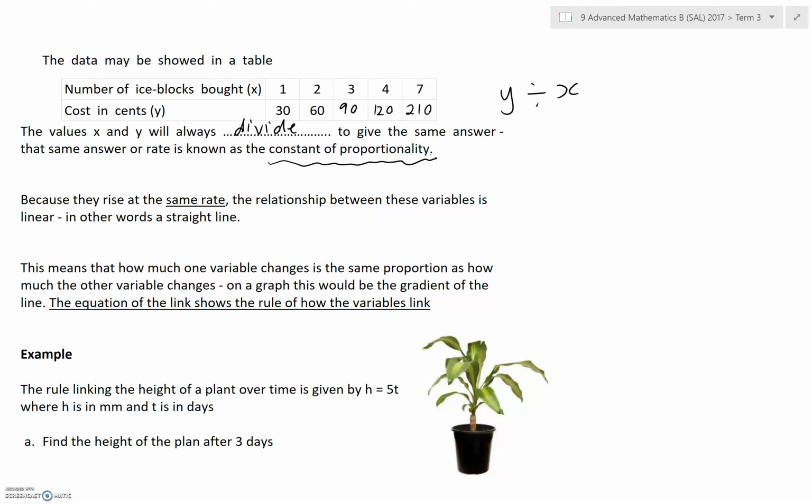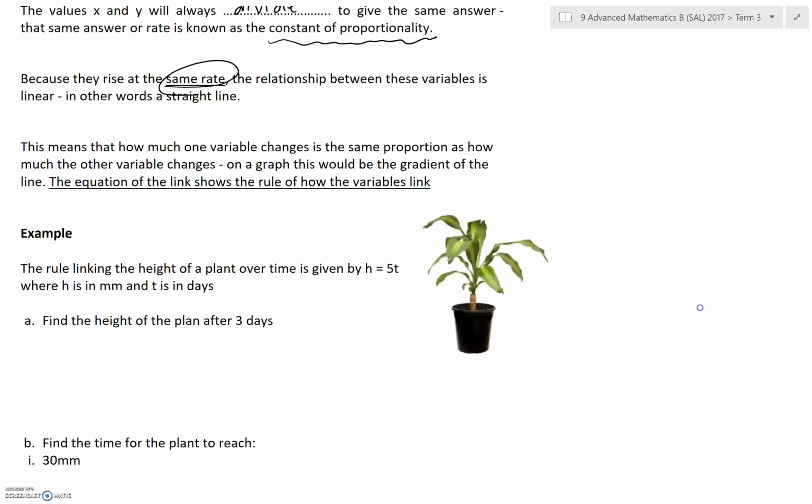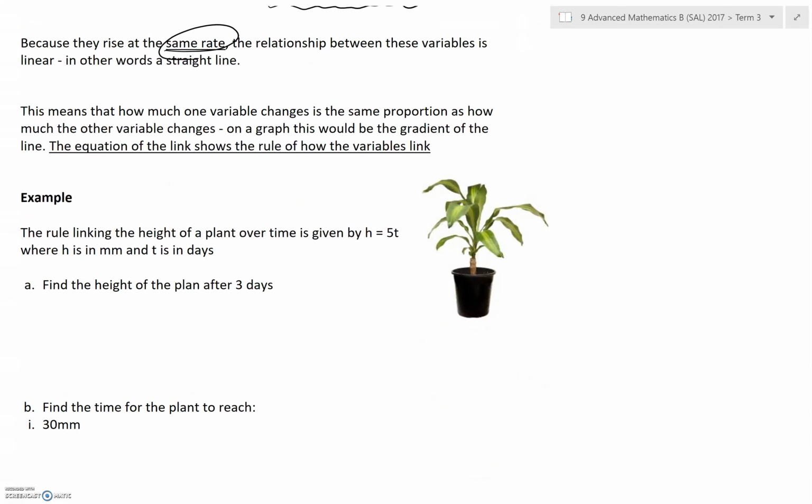So exactly what we've been doing with our straight line graphs, it means it's going to be a straight line. And we can tell that because it is rising by the same rate. So this means how much one variable changes is the same proportion as how much the other variable changes. And on a graph, the part of the graph that shows us how they're linked is the gradient. So that should actually say line, not link.